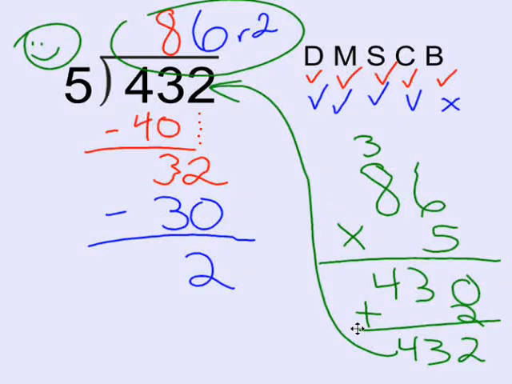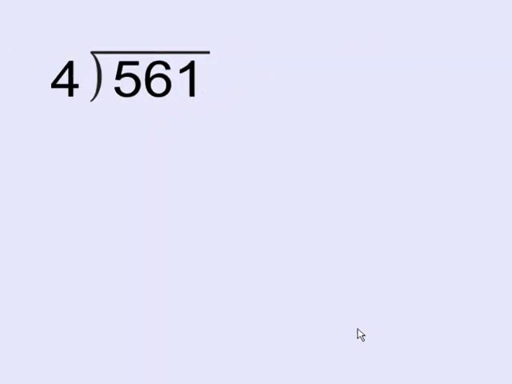Let's try one more together, whole group. Don't forget your checklist. Let's do this. How many times can 4 go into 5? You should have said 1 whole time. So you want to put the 1 above the 5. Next step, multiply. 1 times my 4 equals 4.